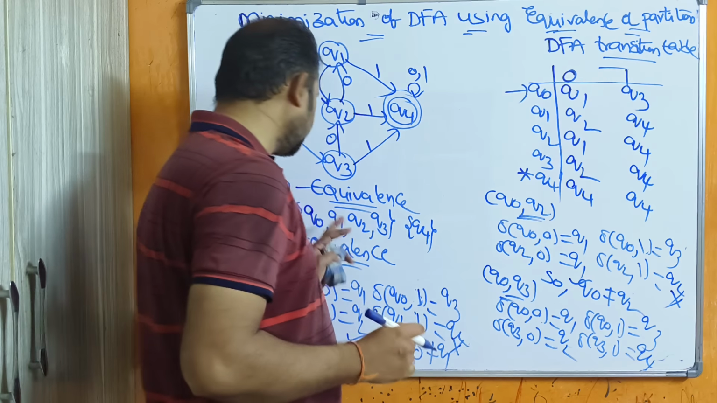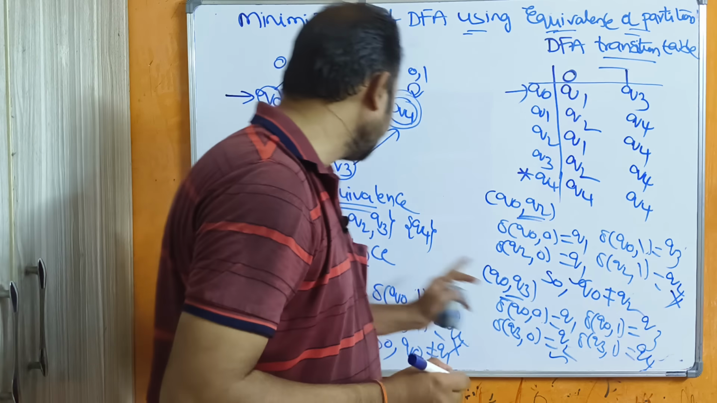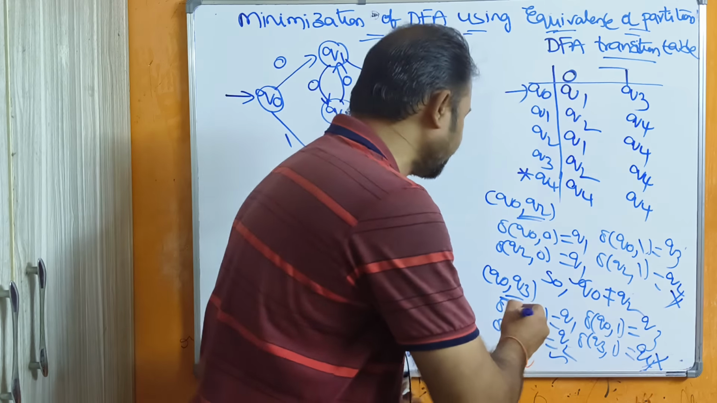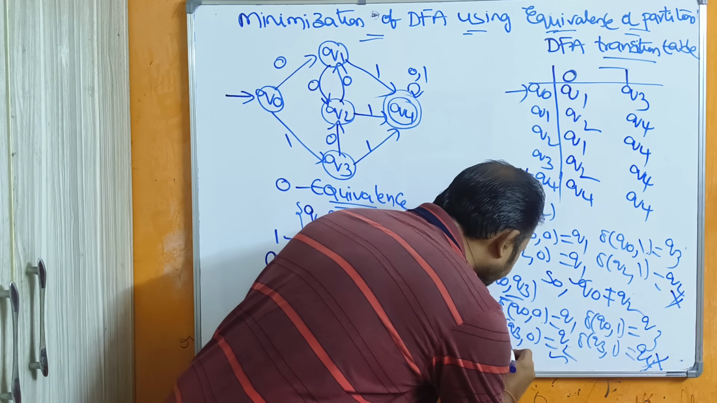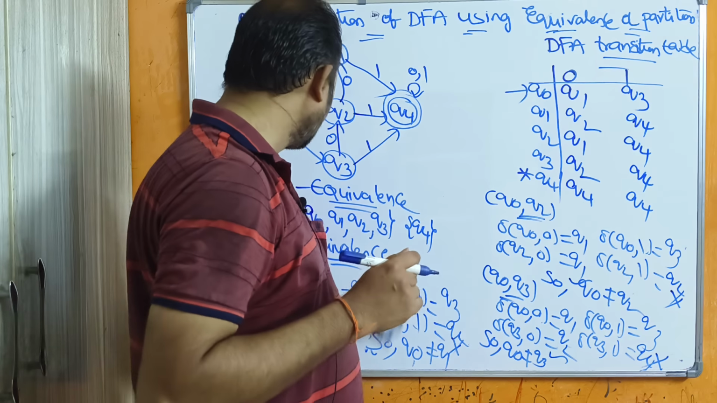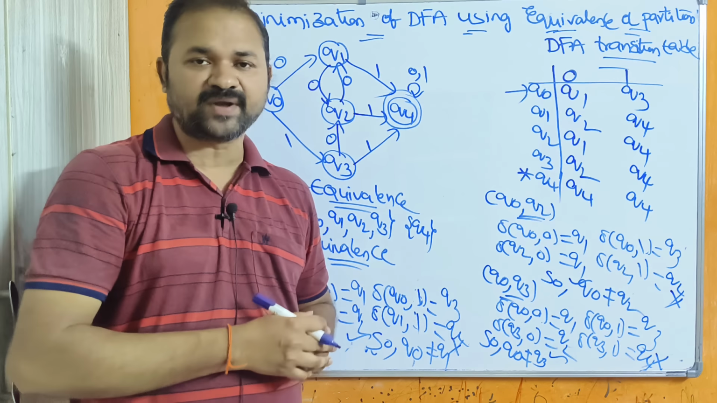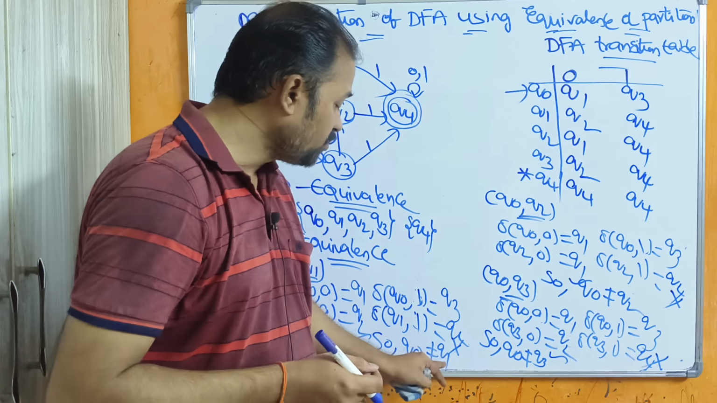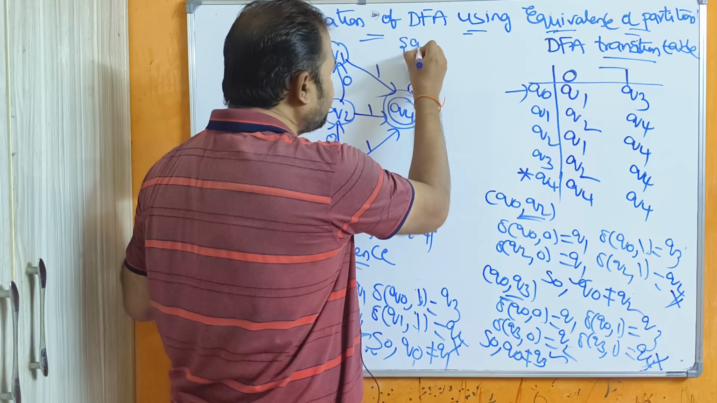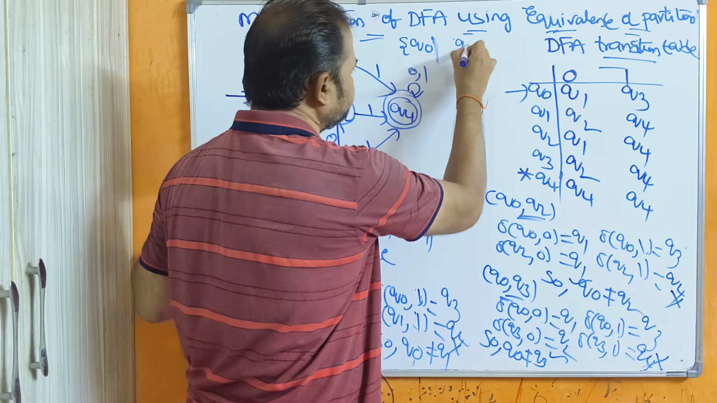So Q1, Q2, they are present in same set. Next Q3 is present in one set, whereas Q4 is present in another set. So we can conclude that Q0 is not equal to Q3. So now one equivalence is over. Let's see whether one equivalence is over or not. So we got Q0 is not equal to Q1. So we have to place Q0 in one set and Q1 in another set.